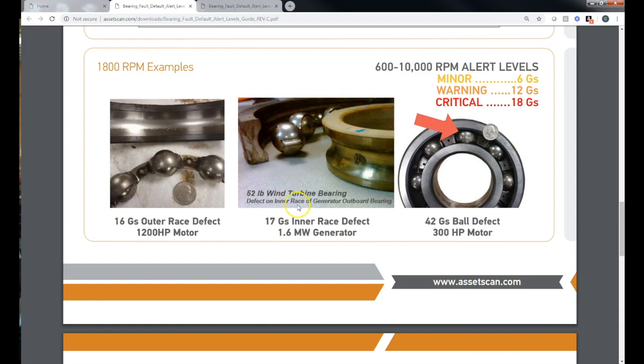The center bearing is in a wind turbine. It's a 1.6 megawatt wind turbine, and 17 Gs was the reading for this defect in the inner race. This was on the generator bearing, so this is one of the bearings on tower that can be replaced on tower without having to bring in a crane and without having to change out the entire generator. Upon seeing the 17 Gs, this customer did the prescriptive task of field inspect and lubricate.